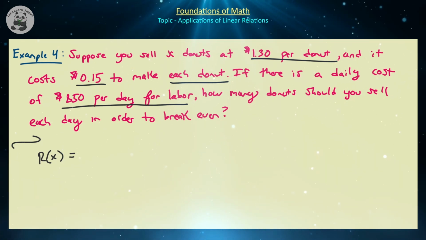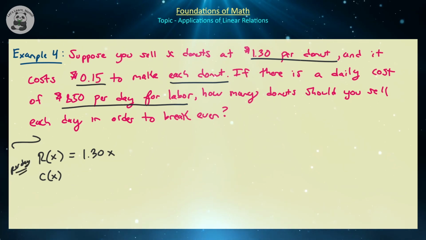If I sell 2 donuts, then I'm going to make $2.60, i.e. 2 times 1.30. And you should be able to see that this is just going to be equal to 1.30 times x, and you should be able to construct that answer even if you were to approach this from the slope and intercept perspective. Now let us look at our cost, and keep in mind this is per day.